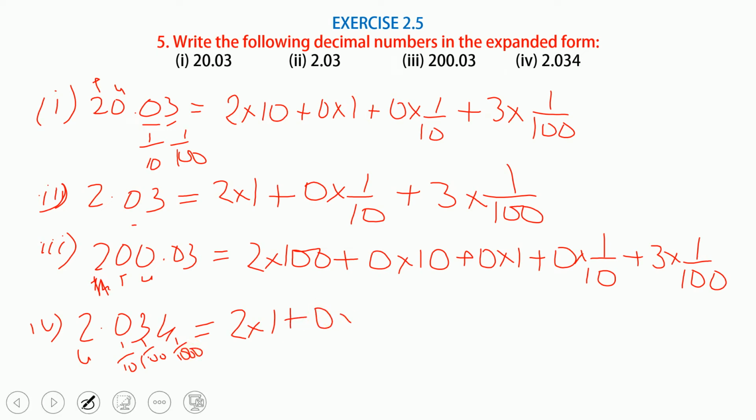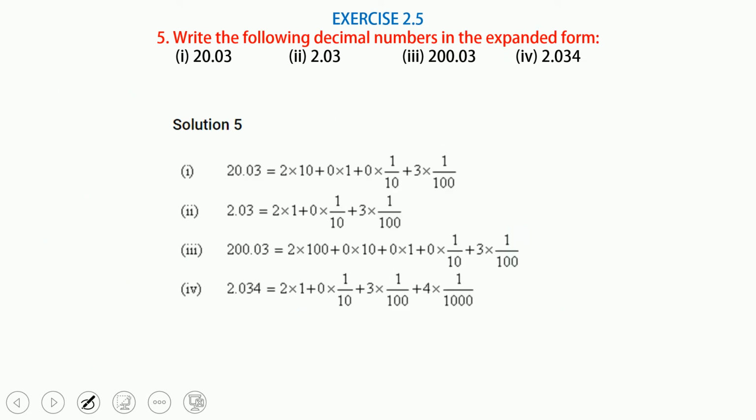Plus 0 into 1 upon 10, plus 3 into 1 upon 100, plus 4 into 1 upon 1000. Like this we can expand it. Understand it? Any doubt? You ask. You can do it like this.